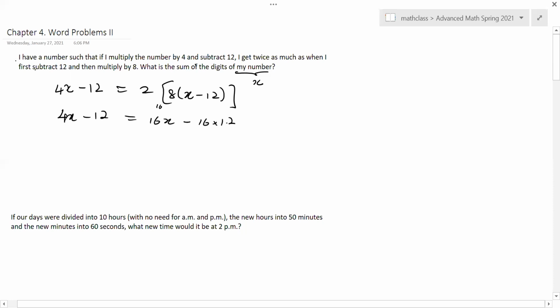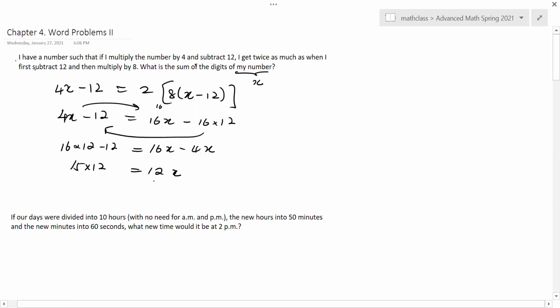Now, I'm not going to multiply this out, and you will see why, there's no need to do that. Then you can move the 12 term to the left, and 4x to the right. 16 times 12 minus 12 equals 16x minus 4x. So you get 15 twelves on the left, and 16 minus 4 is 12 on the right. You see? And then x is going to be 15.